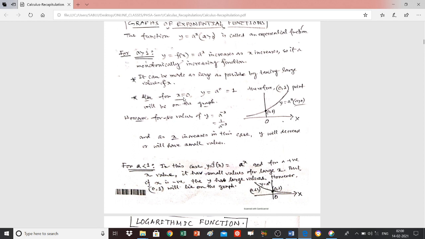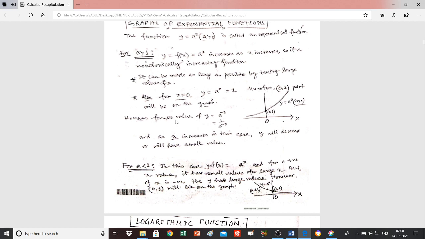Now for x equal to 0, you can understand from this relation that y is equal to e to the power 0, that is equal to 1. Therefore, since y is equal to 1 for x equal to 0, the point 0 and 1 should be on the graph. That is here, 0 and 1, this point is here.